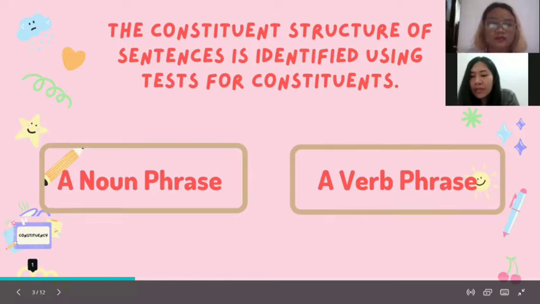A noun phrase is made up of a noun and its modifier. Modifiers that come before the noun include articles, possessive nouns, possessive pronouns, adjectives, or participles. Modifiers that come after include prepositional phrases, adjective clauses, and participle phrases. And a verb phrase is made up of a verb and its dependents: object, complement, and modifier.